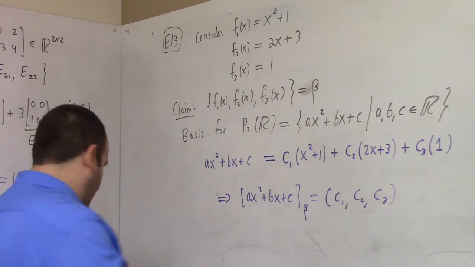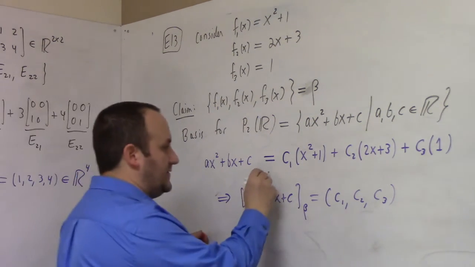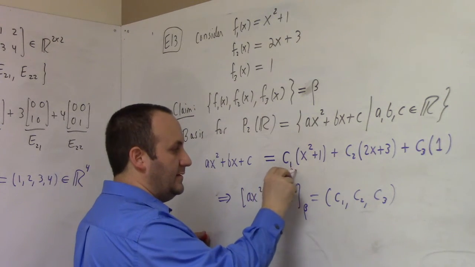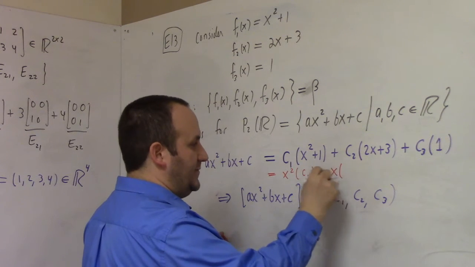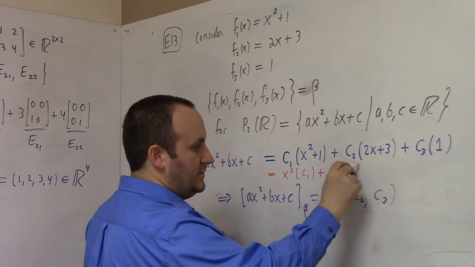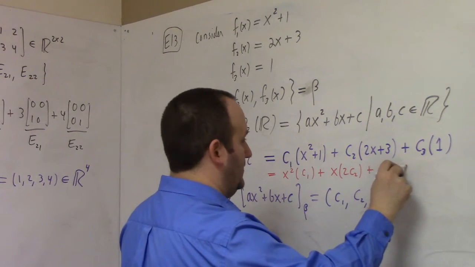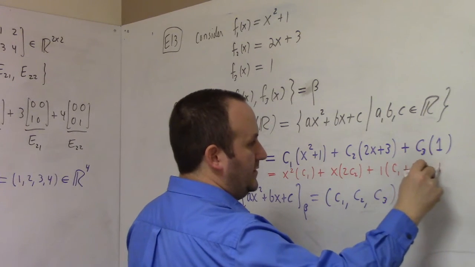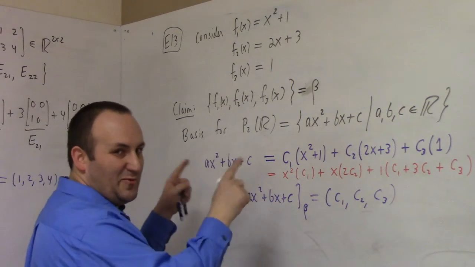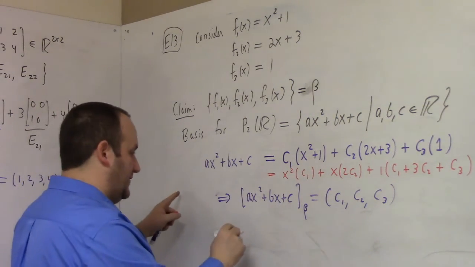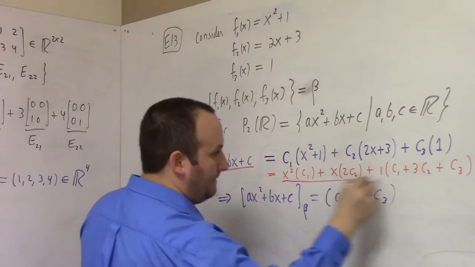Let me try to do it right quick. If I can, I can. If I can't, I'll cut and run. So this is x squared times c1, plus x times 2c2, plus 1 times c1 plus 3c2 plus c3. Actually, this is not that bad. I can equate coefficients because remember 1, x, and x squared are linearly independent. So equating coefficients of this and that.